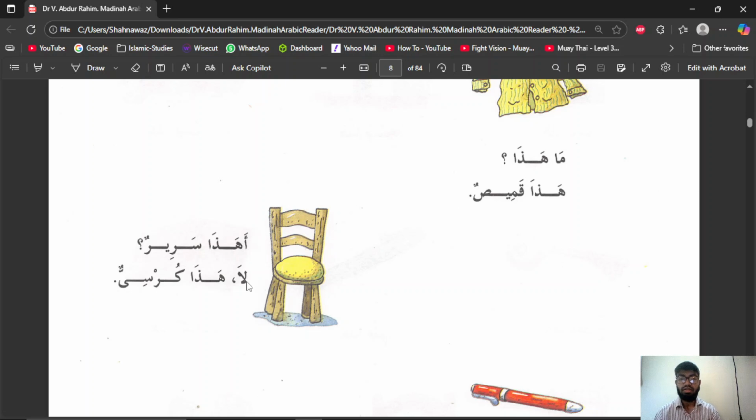So la, no. Hada kursiyun. Kursiyun means chair. Hada, this. So this is a chair. So the question is, Ahada sarirun. Is this a bed? So the answer is La. Hada kursiyun. No, this is a chair.